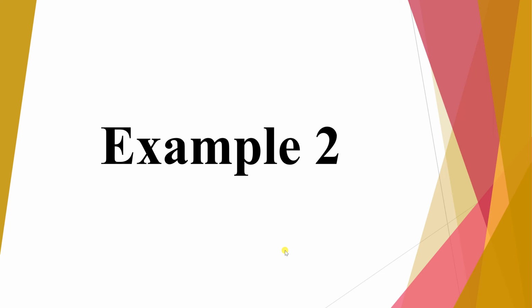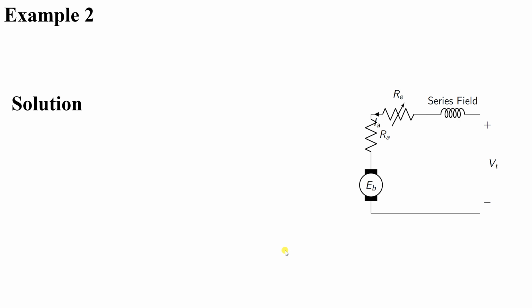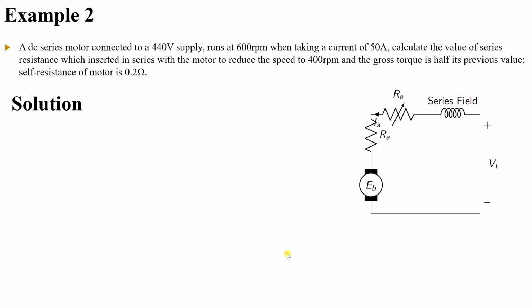Now let's have another example. In this example, we have a series field motor, or a DC series motor, connected to a 440 volt supply. So V terminal equals 440 volts. It runs at 600 RPM when taking a current of 50 amperes. So our armature current I armature 1, let's say, because we are going to change it, equals 50 amperes, and N1 equals 600 RPM. Great.